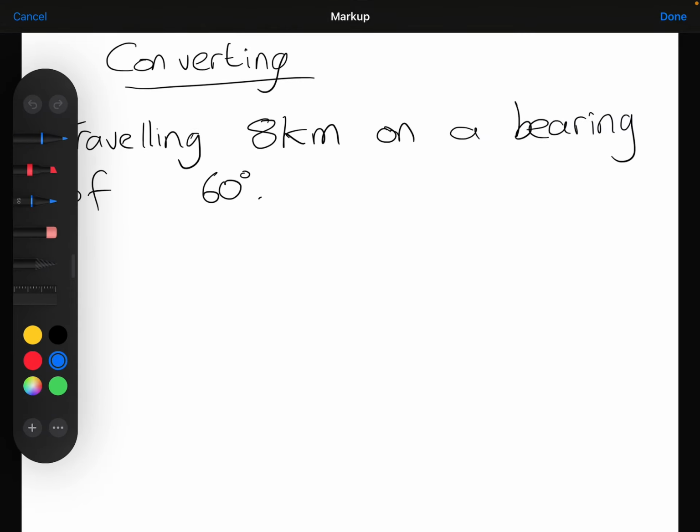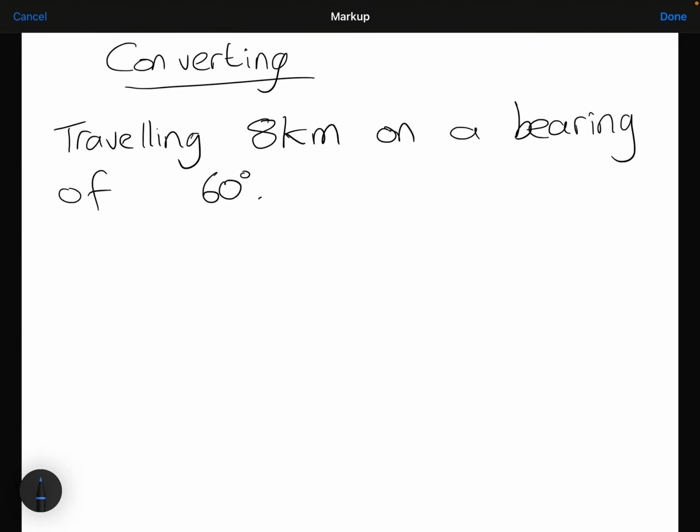So you can see here that I've written a sentence describing a journey. I've said I'm travelling 8 kilometres on a bearing of 60 degrees. Now, that's a bit awkward in terms of doing maths. I don't want to have to write a sentence like this. I want to be able to have a nice, neat way of writing it, which is what we call this column vector. So I want to know how much am I going across and how much am I going up.